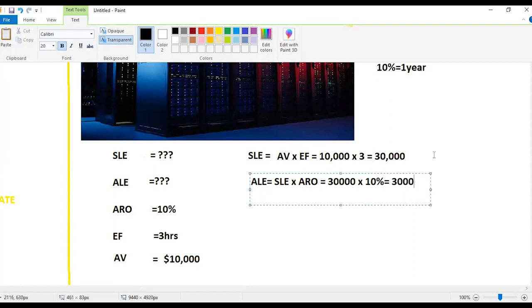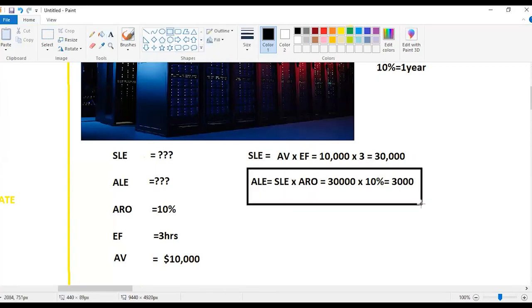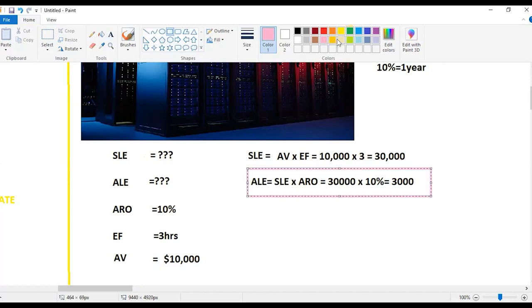Any doubt here? So this is the annual amount which you are going to lose: $3,000. Kevin, just a small query. This AV means asset value, or is it the annual value? Do I have to write it?